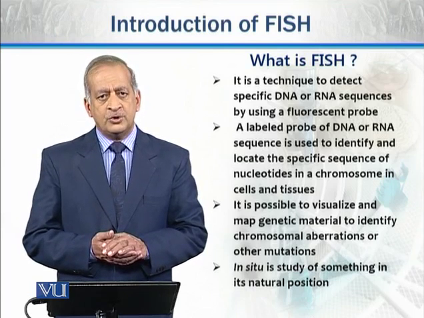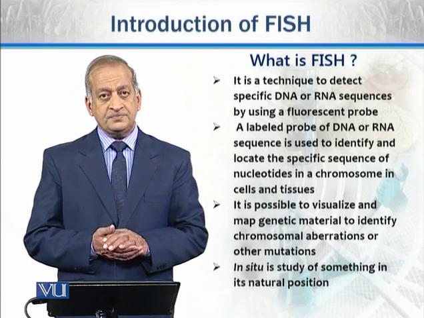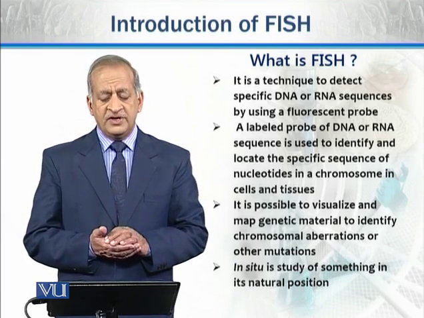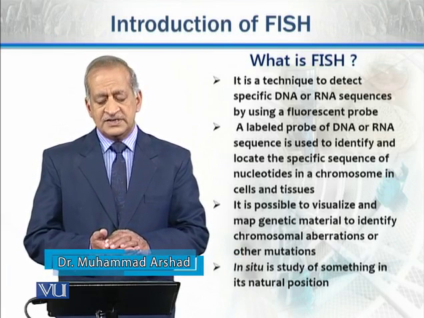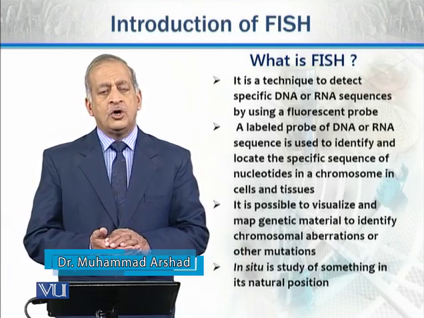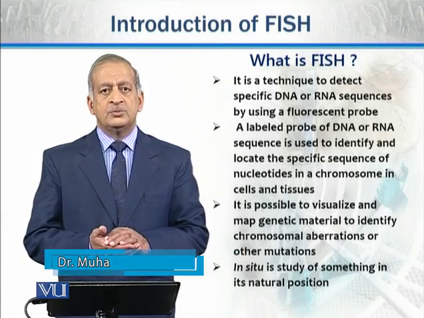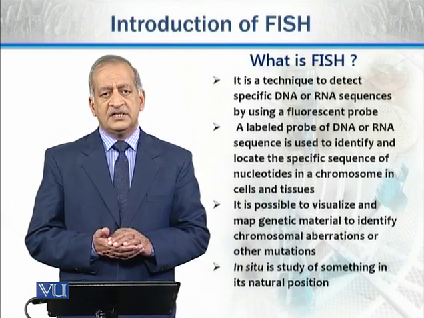like fluorescent probe or radioactive probe. A labeled probe of DNA or RNA sequence is used to identify and locate specific sequence of nucleotides or genes in a chromosome present in the cells and tissues.